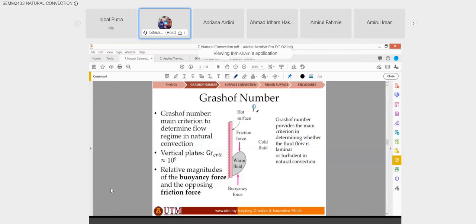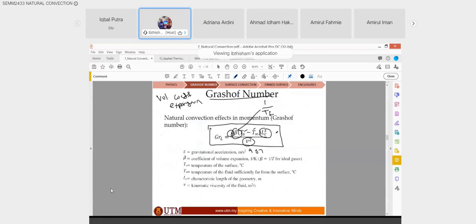In fluid mechanics, yes, you have laminar and turbulent, based on Reynolds number. But for natural convection, for laminar and turbulent, you need to look at the Grashof number, or Gr, which you calculate using this equation.